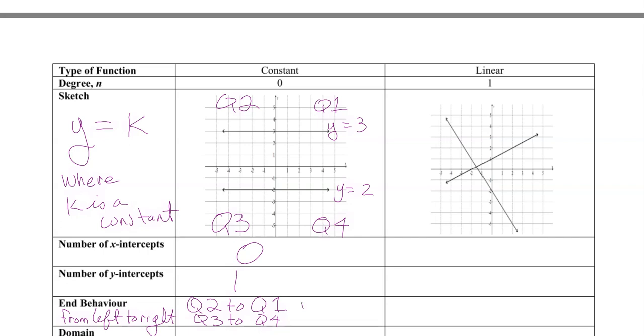So it's Q2 to Q1 if K is greater than 0. Right? So if K is positive, you're looking at like Y equals 3 or Y equals 5, which would be up here. Y equals 1, Y equals 2. It goes from Q3 to Q4 if K is less than 0. Okay, so it's negative. This one is Y is equal to -2, so it goes Q3 to Q4. It's going across, but it's down underneath the axis.